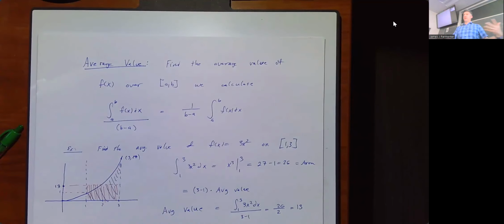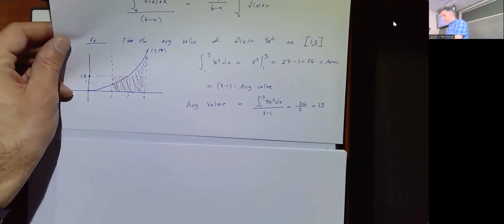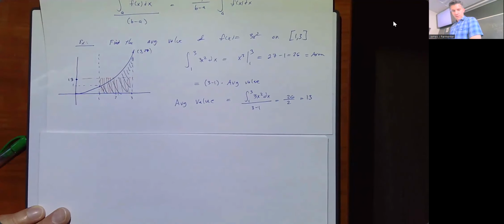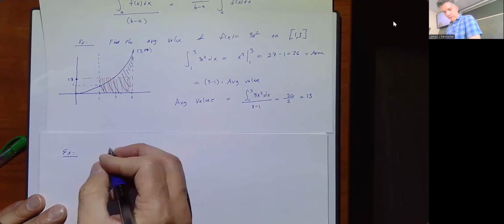Average value always kind of seems like, yeah, you just take this interval and then divide by how long the interval is. But it's more useful in the context of word problems. So let's look at a word problem or two. Let's see. So let's set this up.